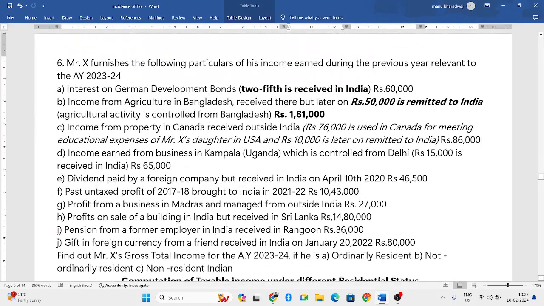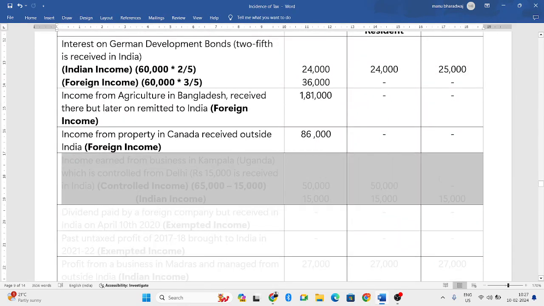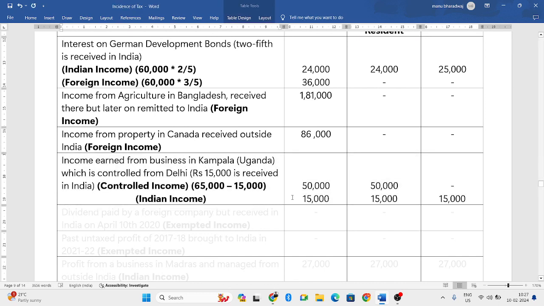Next. Income earned from business in Kampala. Kampala is in Uganda, which is controlled from Delhi. So this is a controlled income. And rupees 15,000 is received in India. So there are two types of income. One is controlled income, because the business is being controlled from India. And second, some money you are receiving in India. So it is Indian income as well as controlled income. Let us calculate. Indian income: they have given that 15,000 is received in India. So 15,000 is Indian income. And as it is an Indian income, all three residential statuses will be taxed.